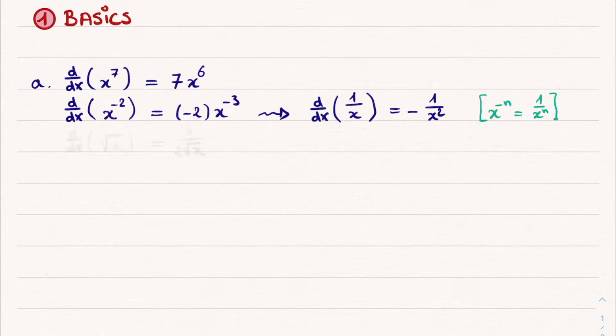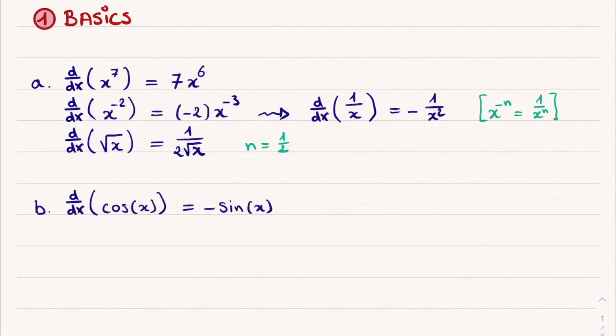And the same can be said for the derivative of the square root of x. By writing the square root as x to the power of 1/2, the resulting derivative becomes 1/2 times x to the power of minus 1/2. Next are the goniometric functions. Here you should remember that the derivative of the cosine of x is minus the sine of x, and conversely, the derivative of the sine of x is plus the cosine of x. The tricky part here is remembering which gives a minus sign and which does not.